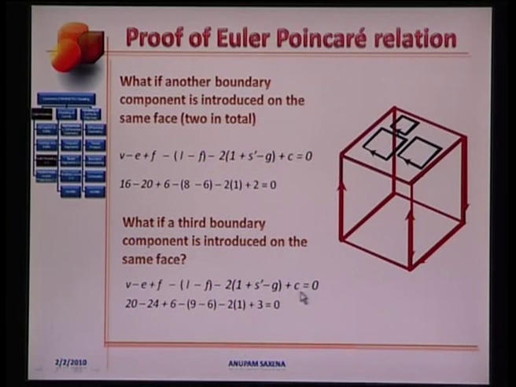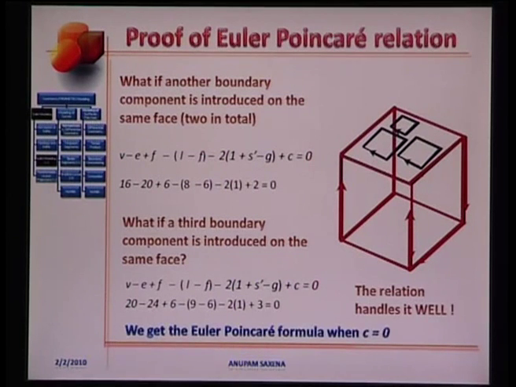And the number of boundary components, C, will again be 3 because there are 3 boundaries here. We again see that the Euler Poincaré relation holds. Introducing a boundary component on the same face is equivalent to borrowing a boundary from a different face. And that is possibly the reason why this relation holds good. Finally, we get the Euler Poincaré formula for valid solids without any boundaries when C equals 0.